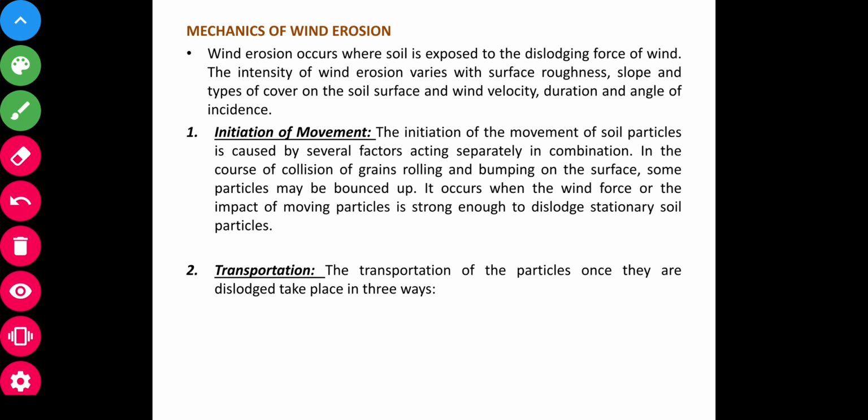Now, when the soil particles get dislodged, separated, or detached from their parent material, the next phase of wind erosion is the transportation. In the transportation, the soil particles move from one place to another place. That is, the dislodged, detached, or separated particles get transported from one place to another place.